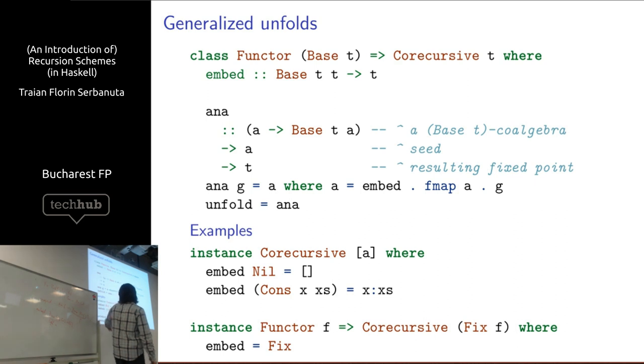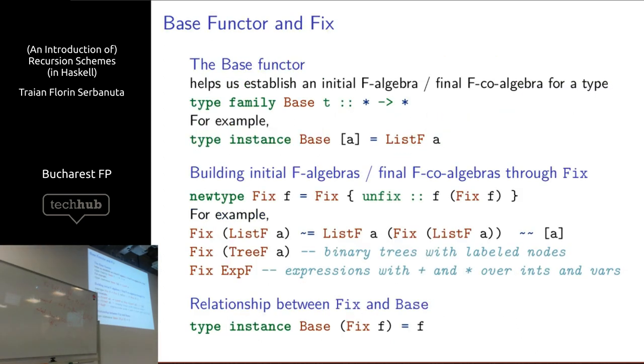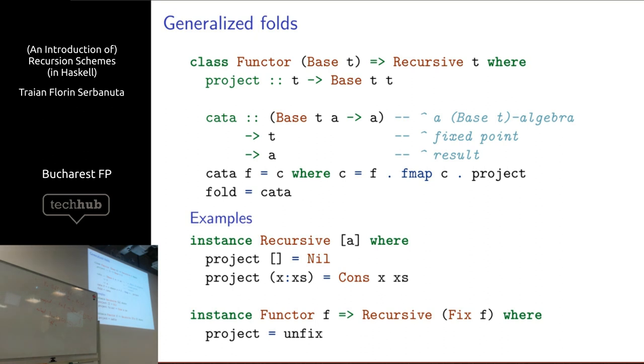And similarly for a fixed point. The fixed point is always co-recursive. Why? Because the embedding will take base T of T, which is actually f of fix of f, and take it back to fix of f, and this is exactly what fix does if we look back here. So fix will take an f of fix of f and give me a fix of f. So it gives me exactly the algebra I'm looking for.